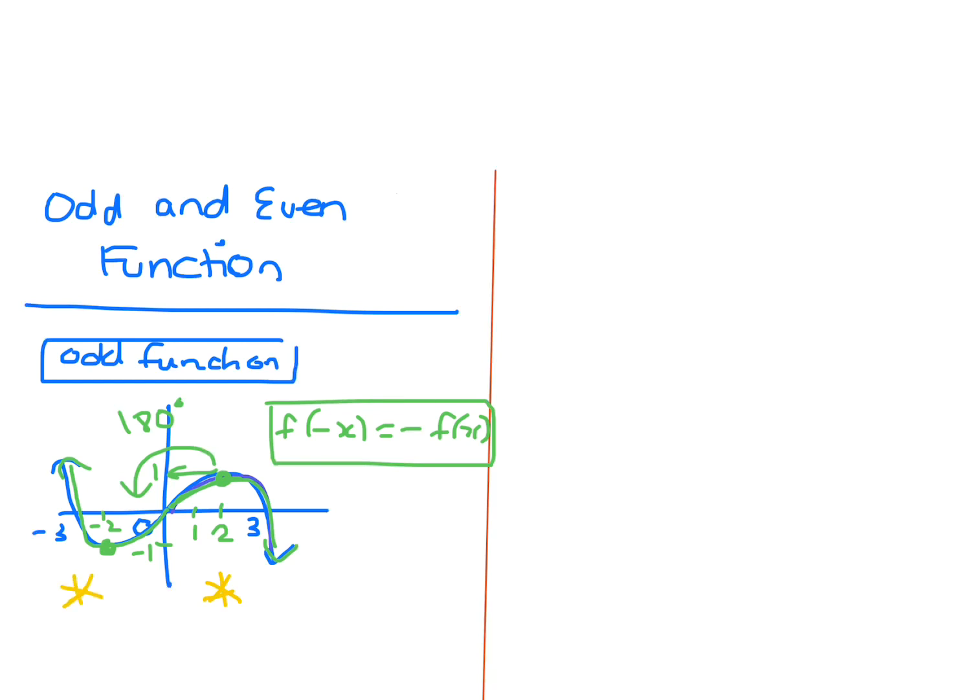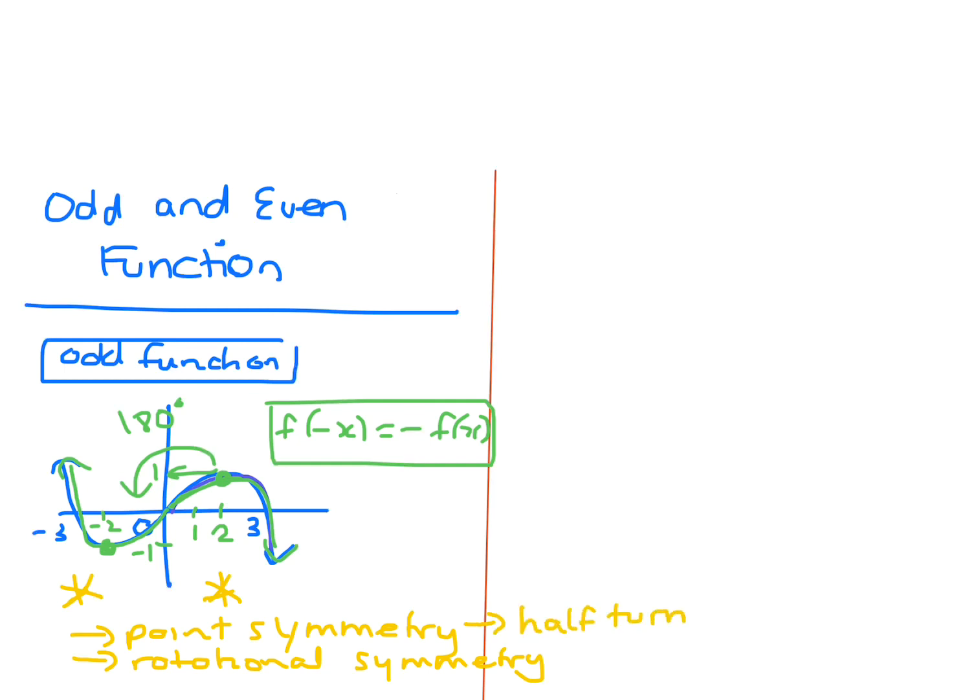Okay, so that's what an odd function is. It's actually called point symmetry. That's the type of symmetry it is. And it's rotational symmetry, but it repeats after half a turn. So if you turn it halfway around, or 180 degrees, it will repeat.